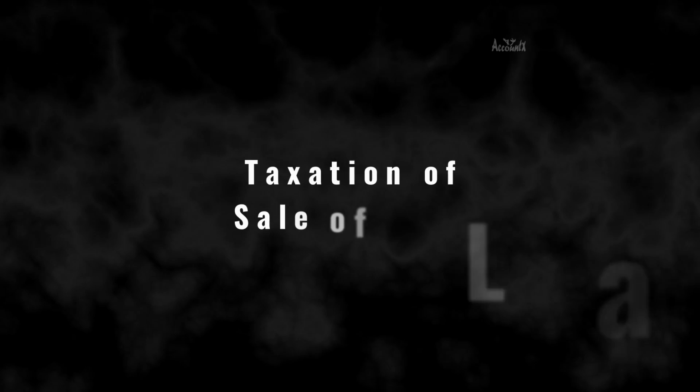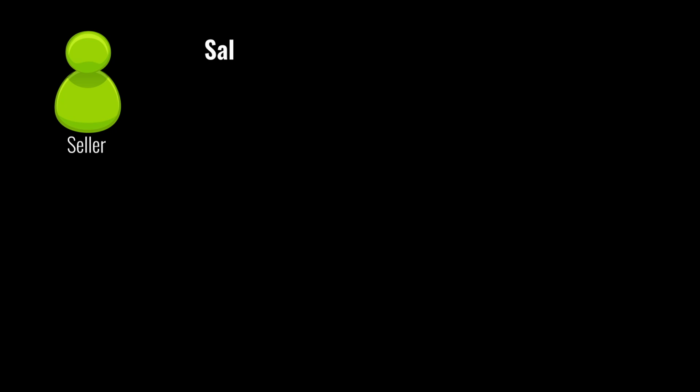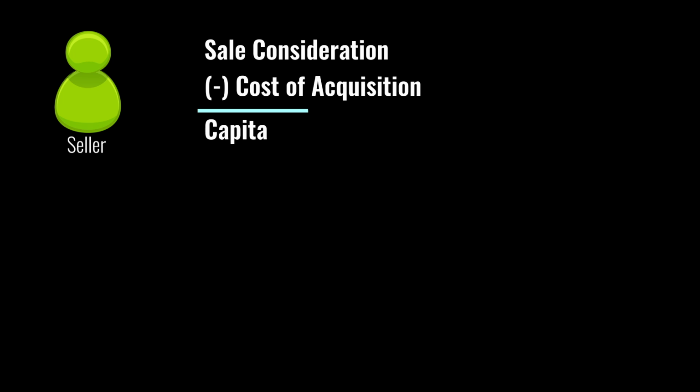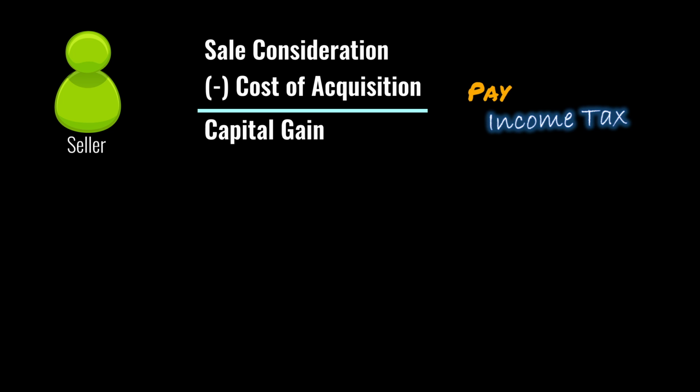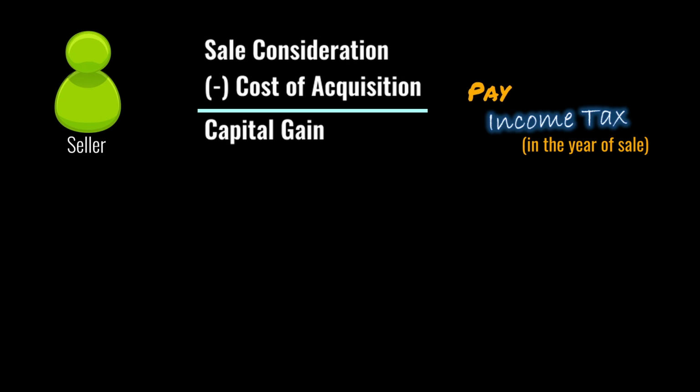But before that, let's understand how a typical sale of immovable property like land or building is taxed in income tax law. If we keep aside commission agents, there are 2 parties involved, the buyer and the seller. If you are a seller, then the difference between the sale value, that is sale consideration, and purchase cost, that is cost of acquisition, would be your capital gain, on which you are required to pay tax at applicable rates. And this income tax is levied in the year in which you sell this immovable property.